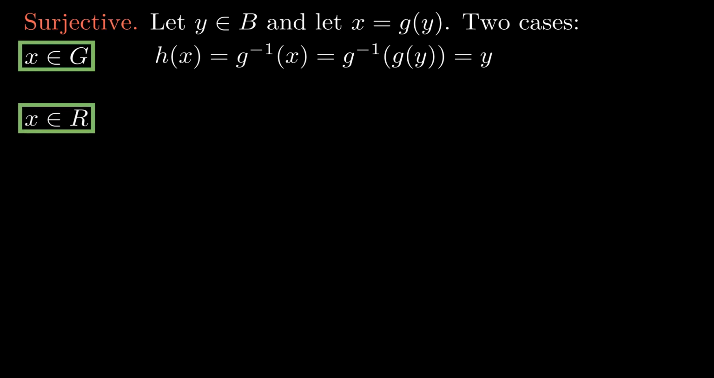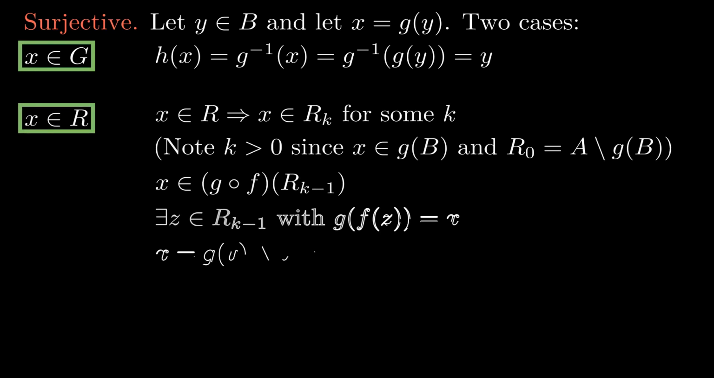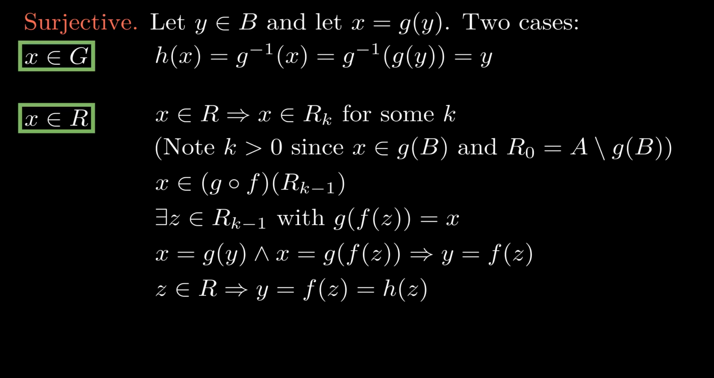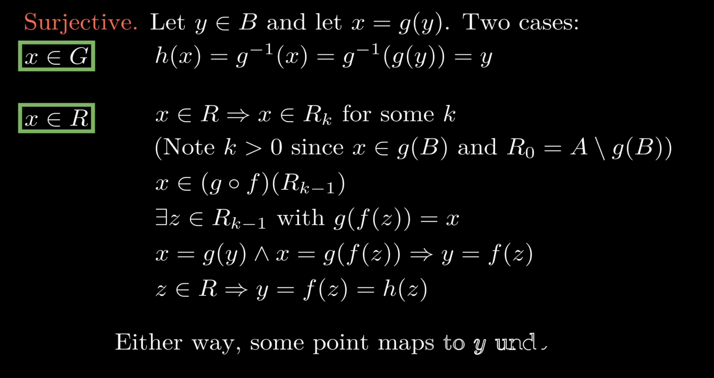Let's go through the logic. Let's assume that x is in R, then x is in Rk for some k. Now note, k must be positive. X cannot be in R naught, because by definition, x is in the range of G, and R naught was A minus G of B. So x is in some Rk for k 1 or bigger.